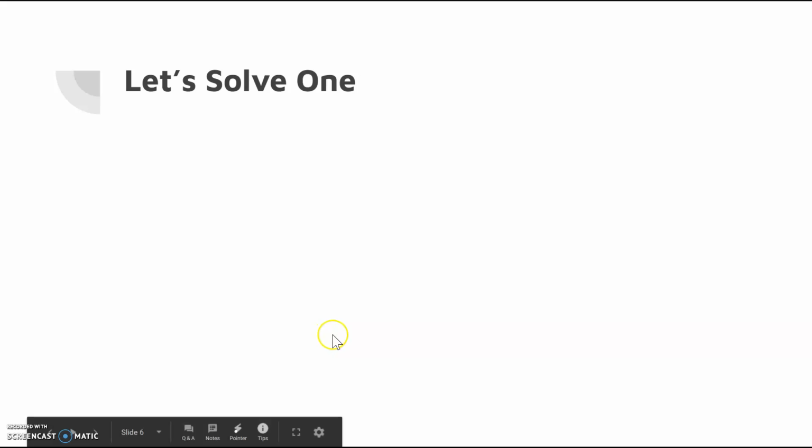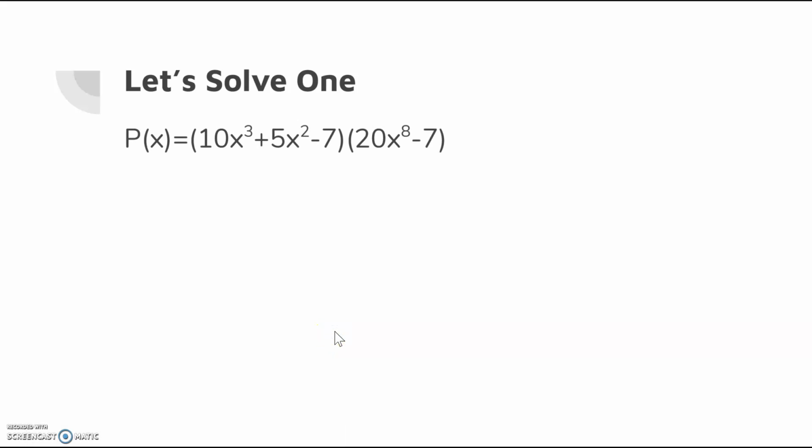But let's actually try and solve one. What about this one? p of x equals 10x cubed plus 5x squared minus 7 times 20x to the 8th minus 7. Now, if we didn't know the product rule, the only way to solve this would be to use the power rule. But with two factors like this, we would have to multiply everything out and get one long string, which would take a while. But luckily, we can use the product rule here.